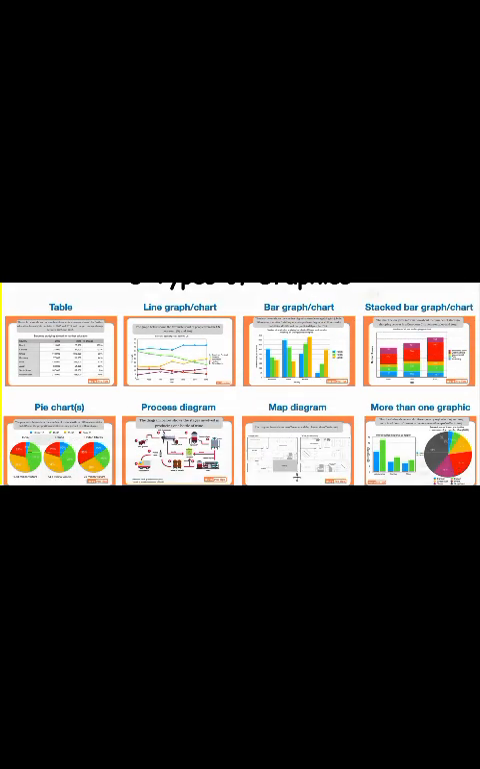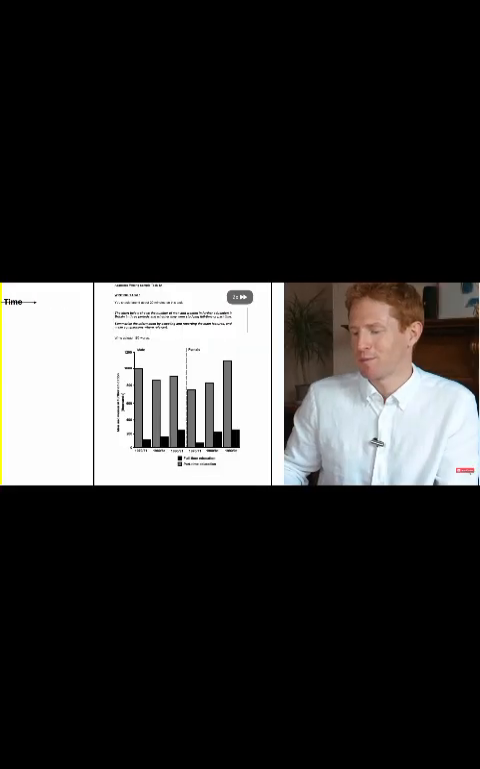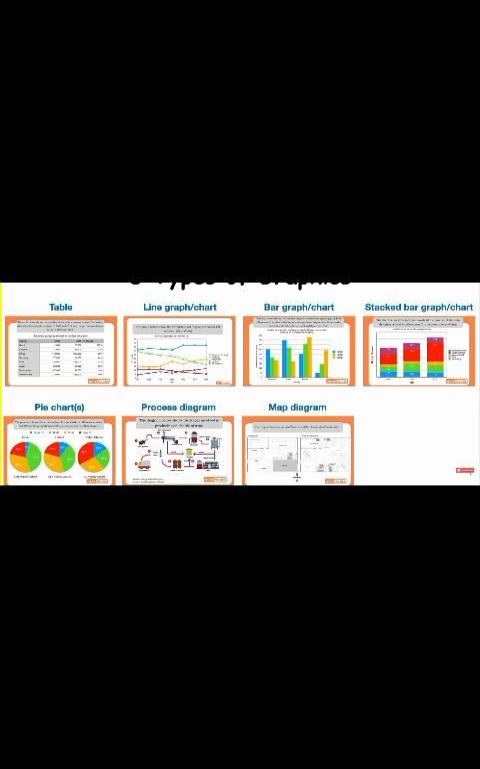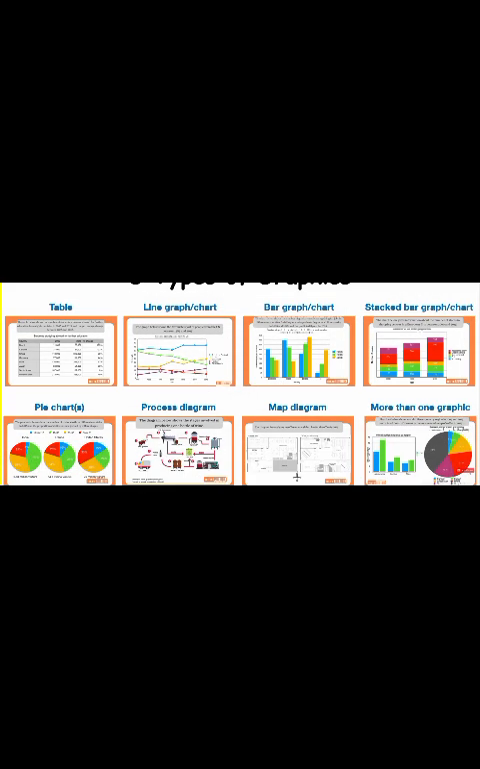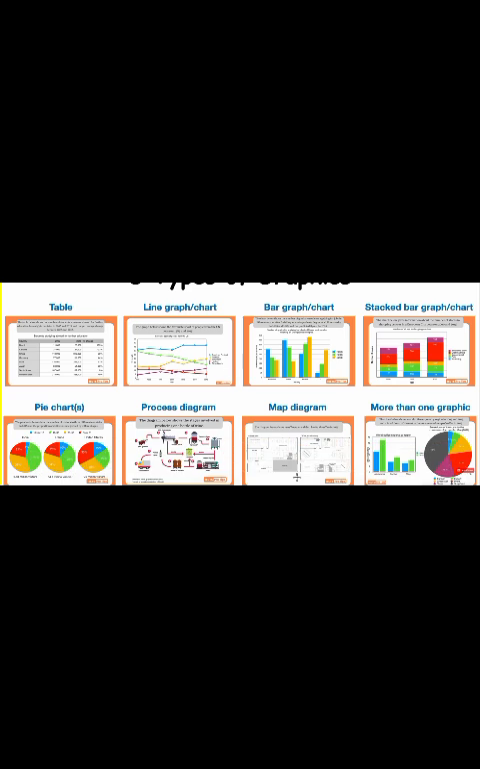Or you might get more, do better if they give. Let's have a look at an example. We've got the type. There are 8 different graphic types. You've got tables, line graphs, bar graphs, stacked bar graphs, pie charts, process diagrams, map diagrams, or you might get more than one graphic.